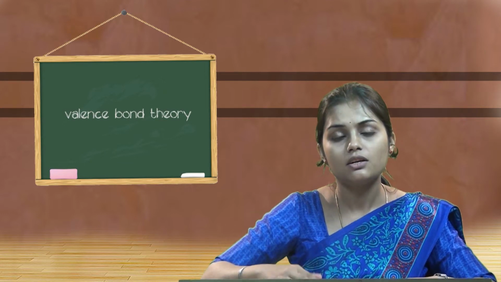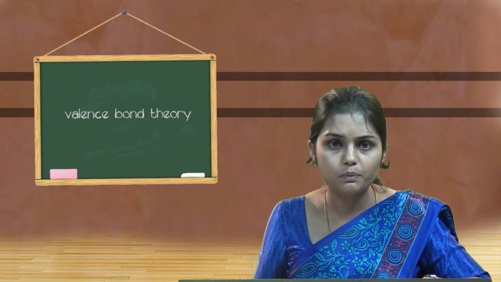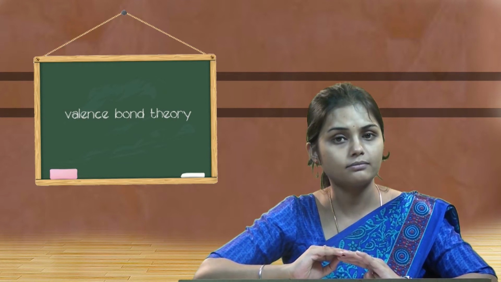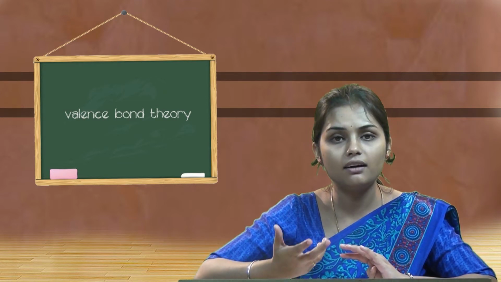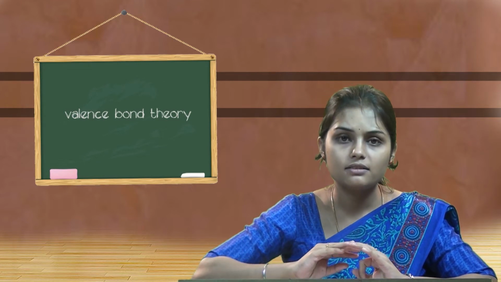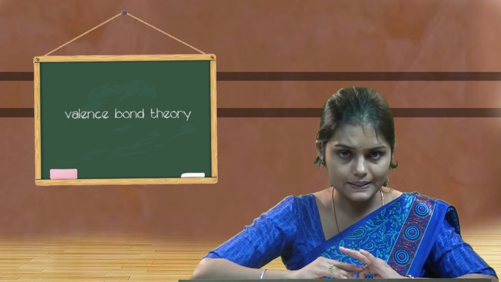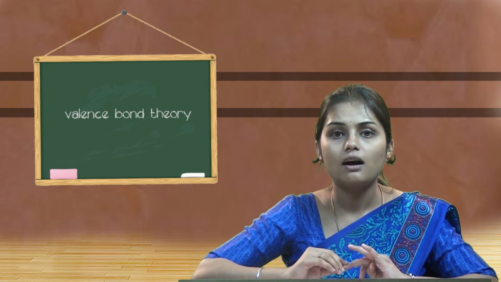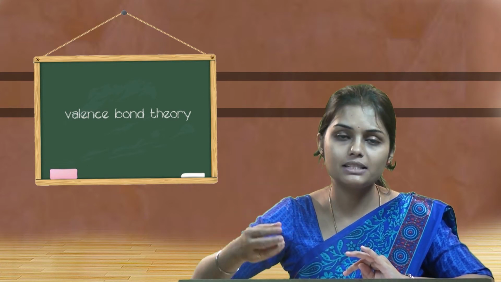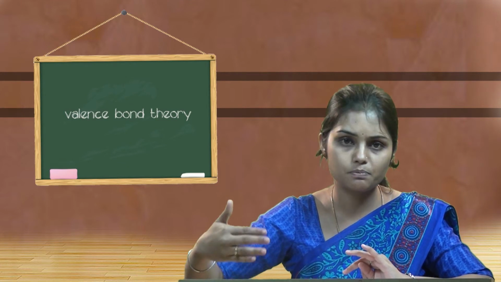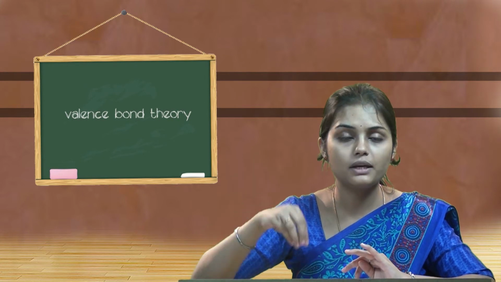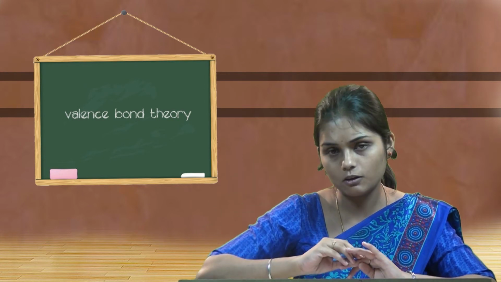This is about the drawbacks of the VBT. I repeat once again, the first drawback of the VBT is that it doesn't explain the colored nature of the coordination compounds, and the magnetic behavior and geometry is misleading. And the third one is that it doesn't explain why some elements in the same oxidation state behave as both paramagnetic and show both the outer complexes and inner complexes.